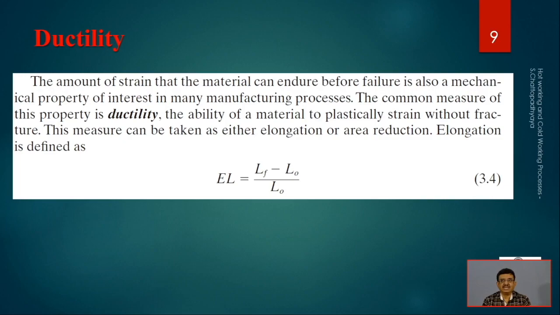And this measure can be taken as either elongation or area reduction. For elongation, it is the final length minus the original length divided by the original length, and from there the elongation is defined.